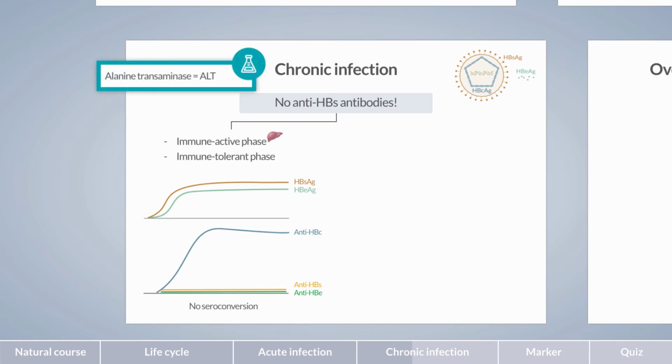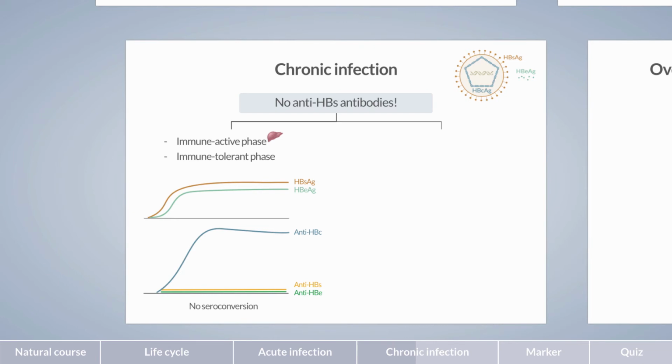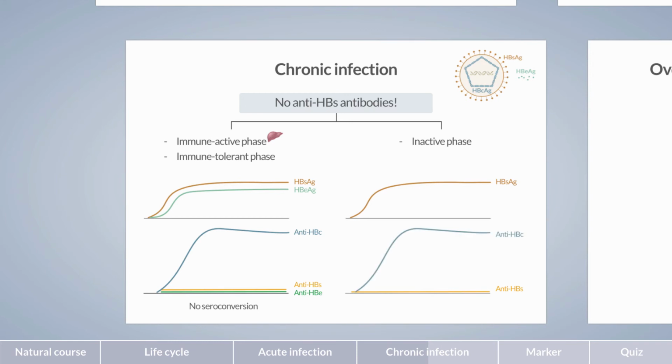Besides these two phases, there is a third chronic form, which we will now have a look at on the right side of the slide. This phase is the inactive phase, and like the other two phases, there is an insufficient immune response. That is, protective anti-HBs antibodies are absent. The patient remains HBs antigen positive, and although the disease is inactive, the patient is, in principle, infectious. Consistent with the other two chronic forms, anti-HBc antibodies are also detectable in the inactive carrier state.